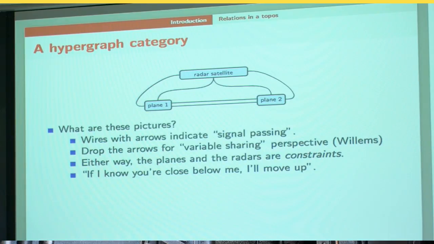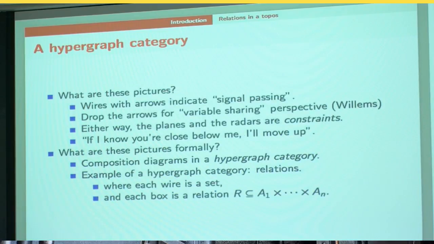But what that means is that there's some relationship between what I see and what I do. And that's what a system in some sense is to me. So you can challenge that later, but that's what I'm saying: the system is some constraints on behavior. So if I know you're close to me, I'll move up. That can be a constraint.